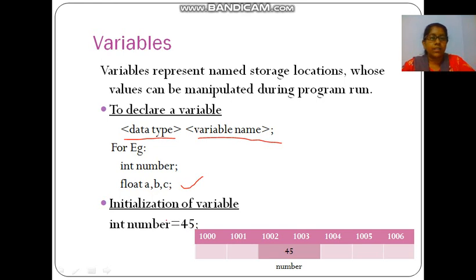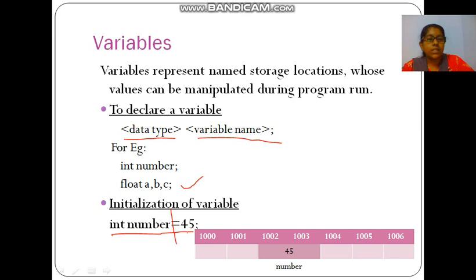Now, how can we initialize a variable? Initialization means we want to give some starting value to that variable, so we give some values at the declaration itself. Look at this example given here: int num = 45; then semicolon. The int num part is the declaration of the number. Along with that, we are using an equal sign and assigning the value 45 to it.